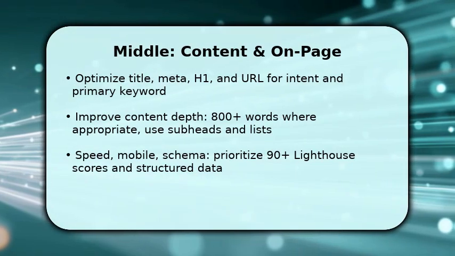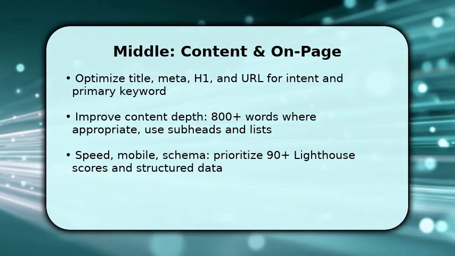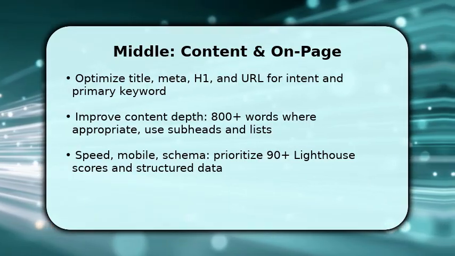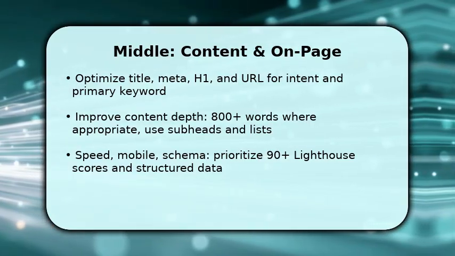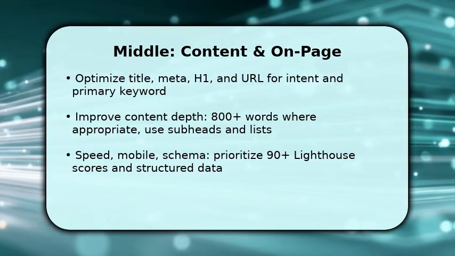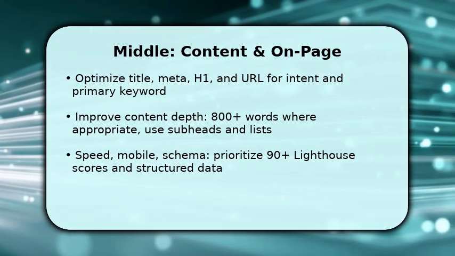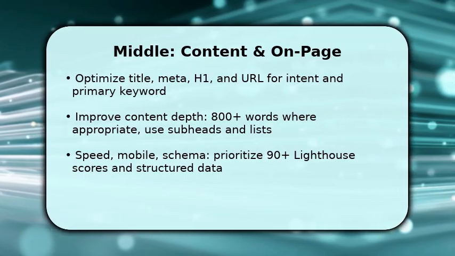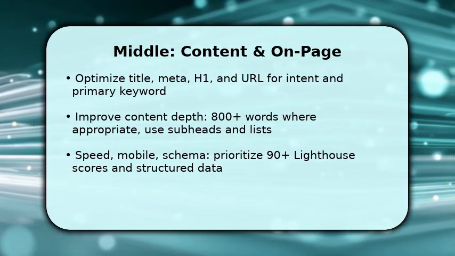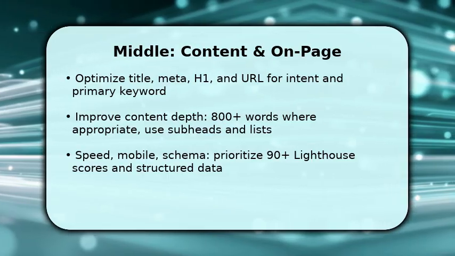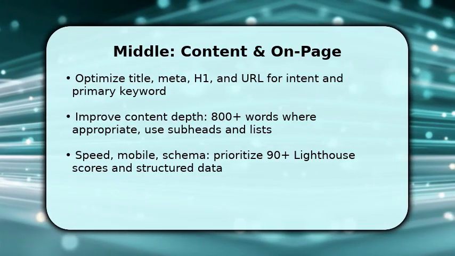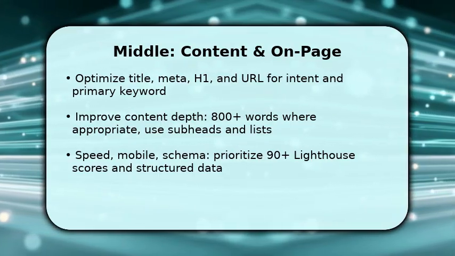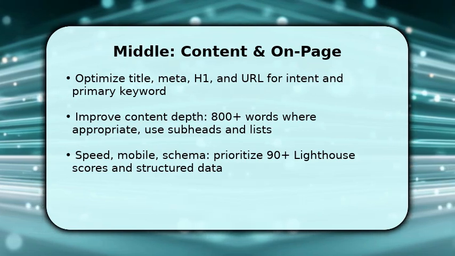Now you execute detailed on-page work that moves rankings. Rewrite titles, metas, H1s, and URLs to match user intent and your chosen keyword, but avoid keyword stuffing. Expand content where needed, aim for useful depth and scannable structure with subheads and lists so users stay longer. Once done, optimize images, enable compression, and push mobile responsiveness to reach high Lighthouse scores. Add schema for products, articles, or FAQs to improve SERP display and click-through rates. These steps compound gains from your technical setup.